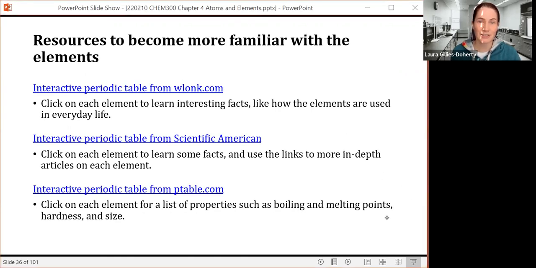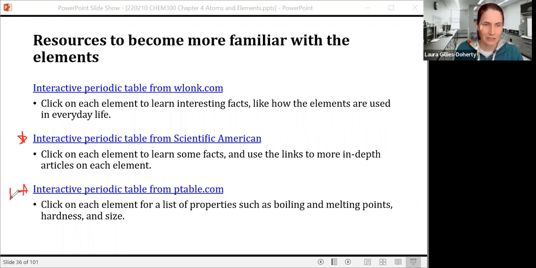So I put some resources here to help you become more familiar with the elements. There's an interactive periodic table from WLONK.com. It's really cool because you click on the different elements to learn interesting facts about them, like how they're used in everyday life. There's a great interactive periodic table also from Scientific American. This one has more detailed facts about each element. You click on the elements and it opens up a whole page just about that element.